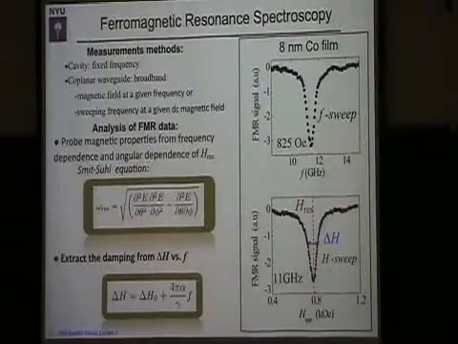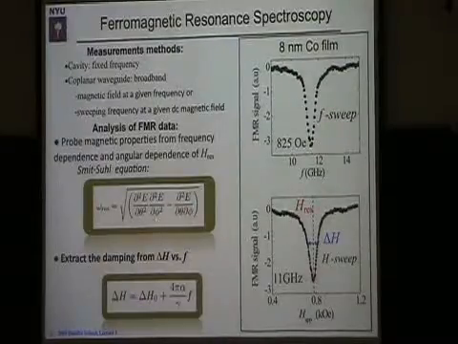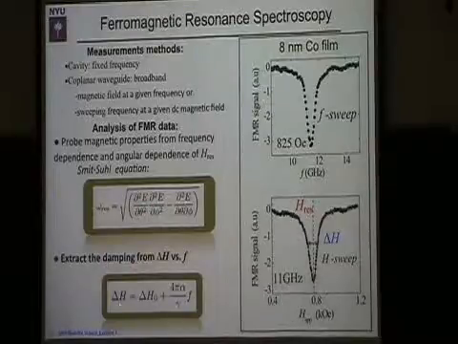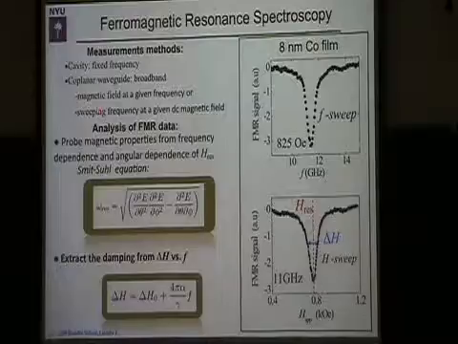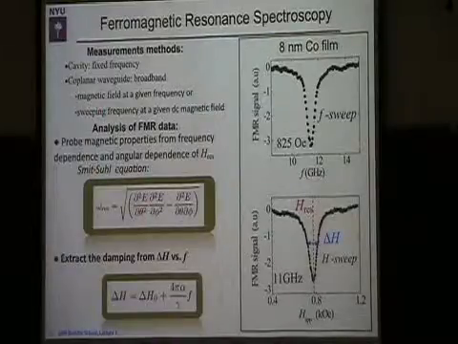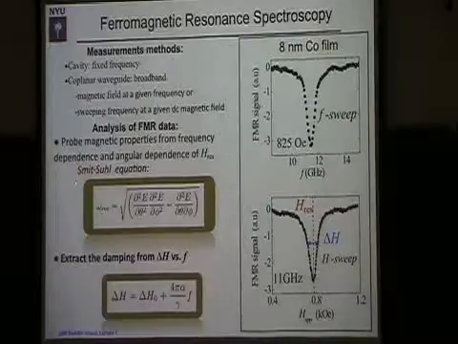So this is probing just the energetics of the magnet, the derivative of the energy with respect to angle. By changing the angle of the applied field, you can get information on the energy surface of your magnet.